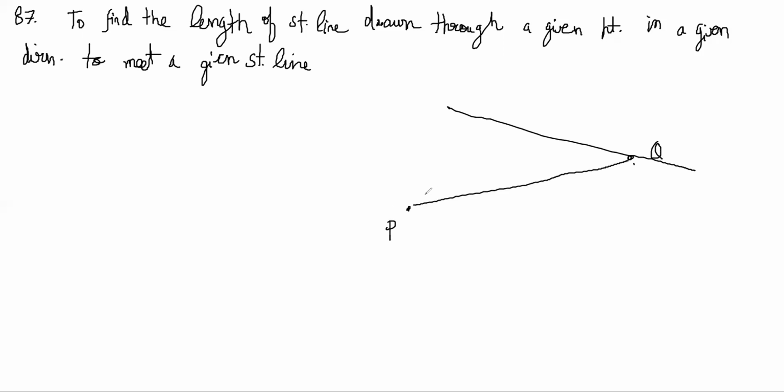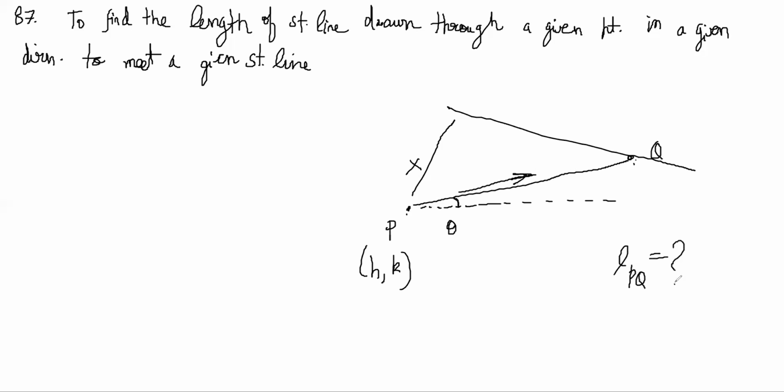This length. Okay, so the point P is given, which is h comma k, and the direction is given. So given direction means basically the slope of this line is given. Direction is an angle, right? You have to go only on this line. You cannot go like this. This is not allowed. You have to go like this. So basically a line is defined, no, like this. And you have to find the length of the straight line drawn through P to meet a given straight line. So that means you have to find length PQ.